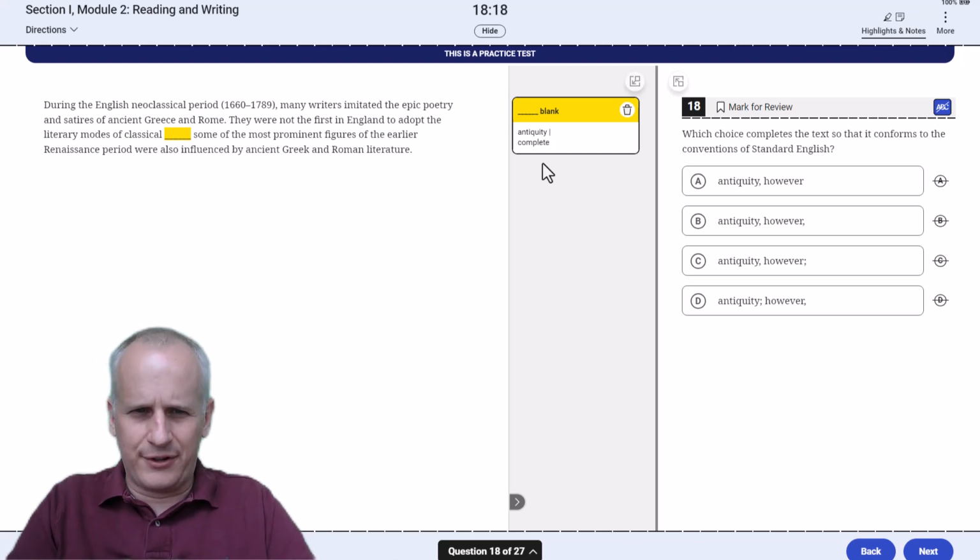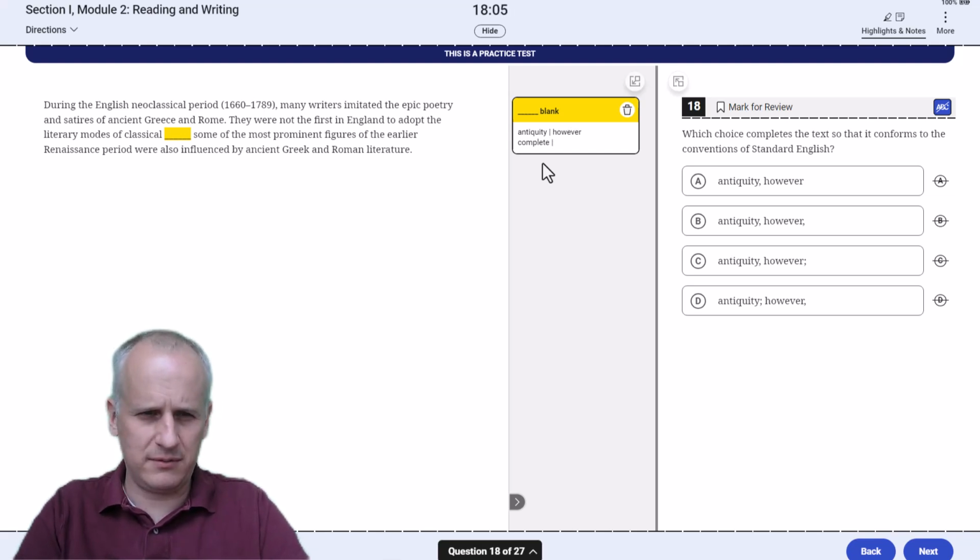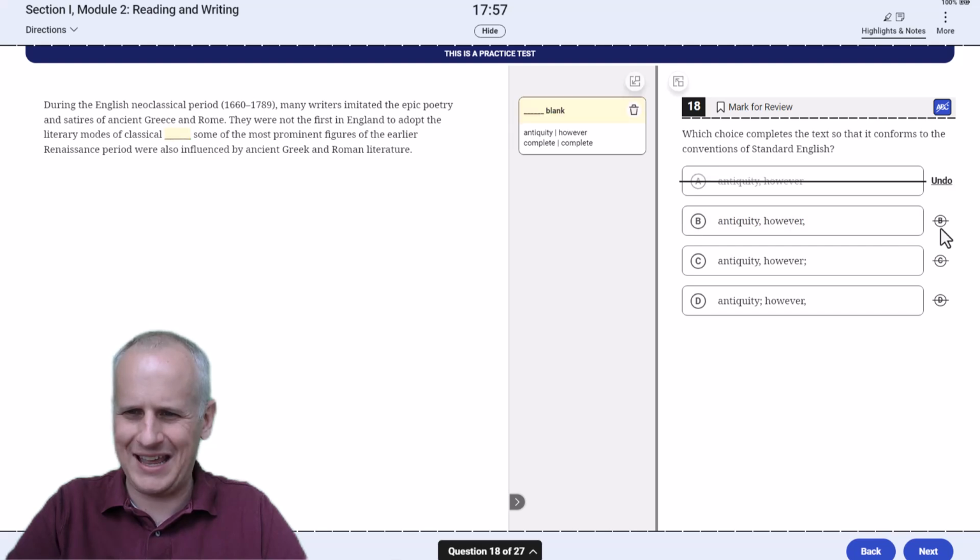Then after the vertical line, we pick up with however. However, some of the most prominent figures of the earlier Renaissance period were also influenced by ancient Greek and Roman literature. Well, from the however, we also have a subject and a verb. Some of the most prominent figures were also influenced. So we've got two complete ideas. We need a semicolon again. So that allows us to eliminate choices A and B.